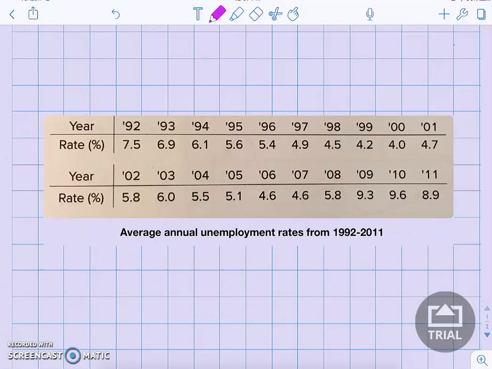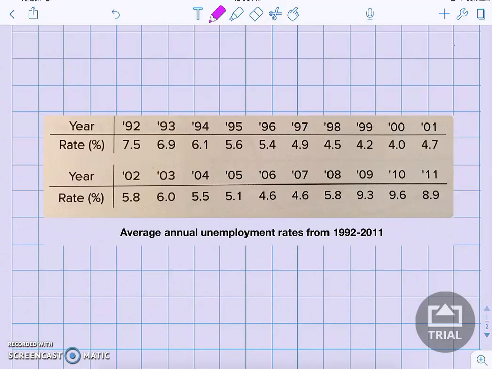You see that there's a title, and this is saying that we are looking at the average annual unemployment rates from 1992 to 2011. And there's a whole bunch of information here. I can see that I'm looking at years, I'm looking at several different years. I also see that I'm looking at rate, and it tells me that it is in the form of percent.